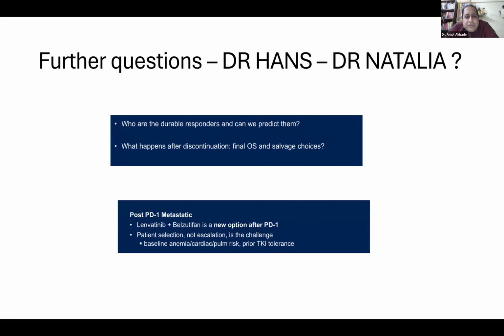So Dr. Deborah, looking at this, of course, the OS is still not mature, but do you think long-term it will end up getting an OS? And what happens to those patients after discontinuation? Any other salvage options after that? Any thoughts on this, Dr. Deborah?